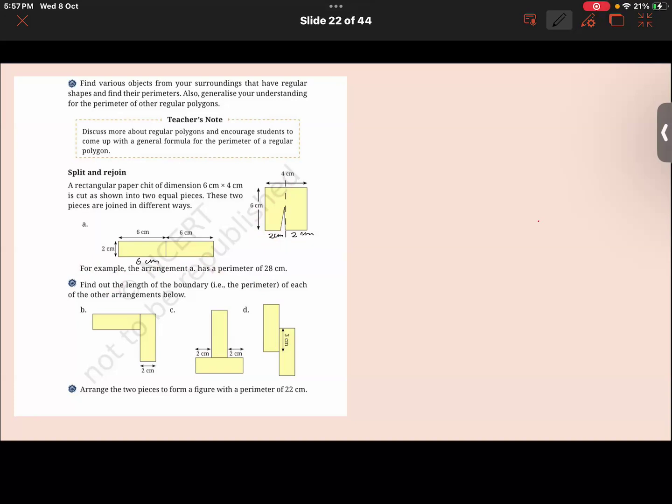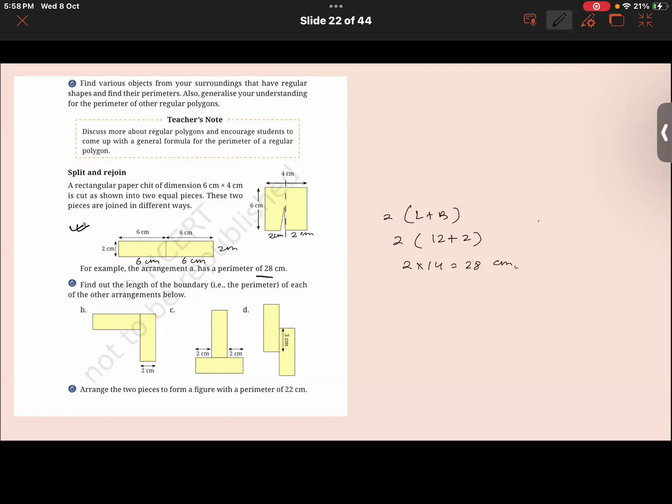If we were to simply add all the sides or use the formula, that is 2 into (length plus breadth). The length here is given as 12, breadth is 2. The arrangement A has a perimeter of 28 centimeter. This one over here: 12 plus 12, 24, 24 plus 2, 26, and 2, that is 28. So that is 2 into 14, so thereby 28 centimeter is the perimeter.